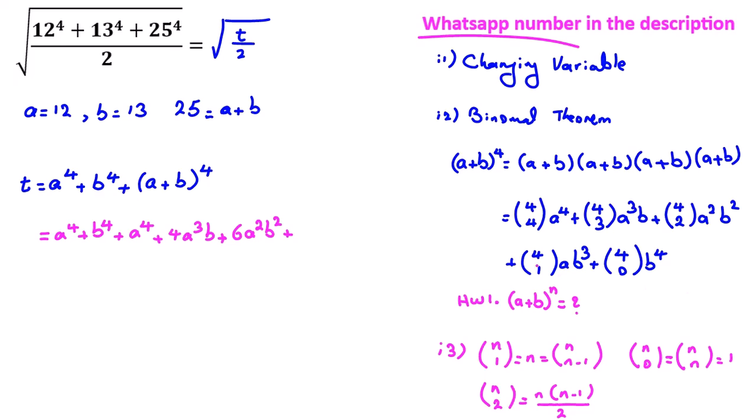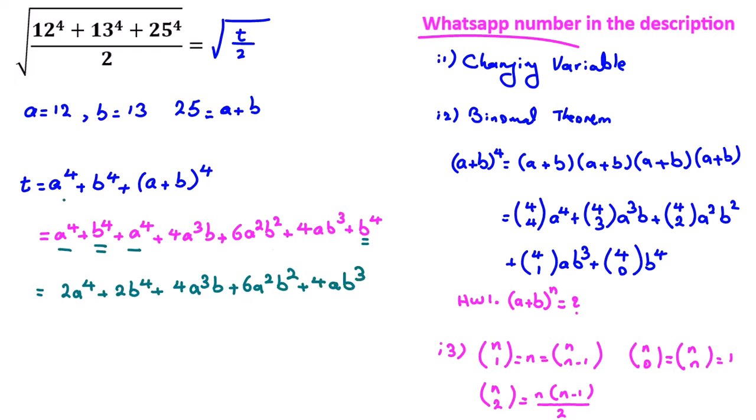Now, next one. 4 choose 1 is 4, so 4 A B cubed, plus 4 choose 0 is 1, B to the 4. Now, in this part, we have 2A to the 4 plus 2B to the 4 plus 4A cubed B plus 6A squared B squared plus 4AB cubed.